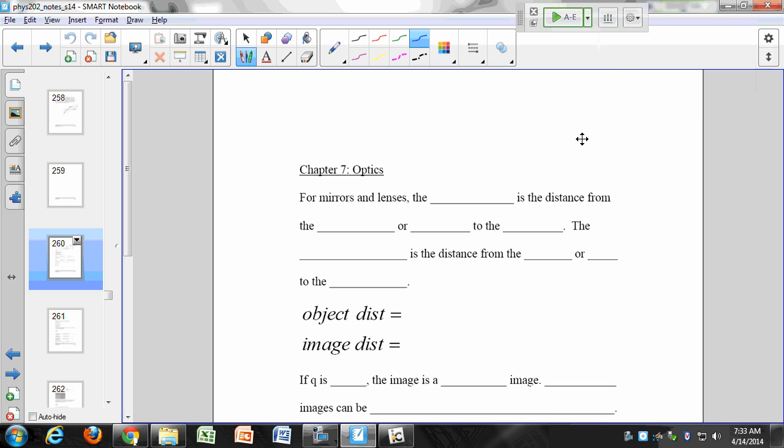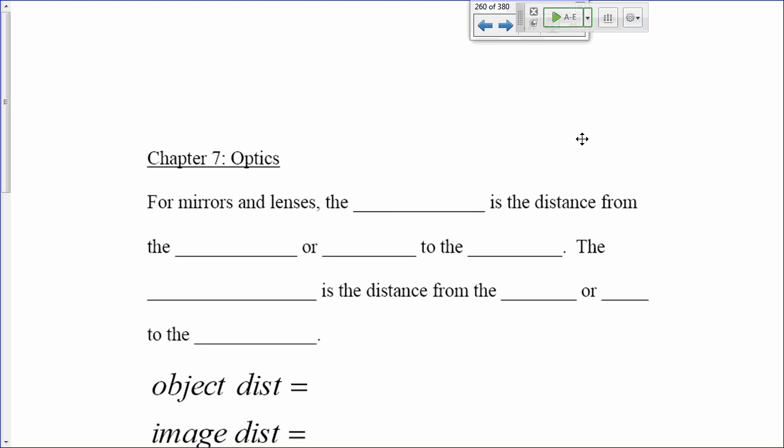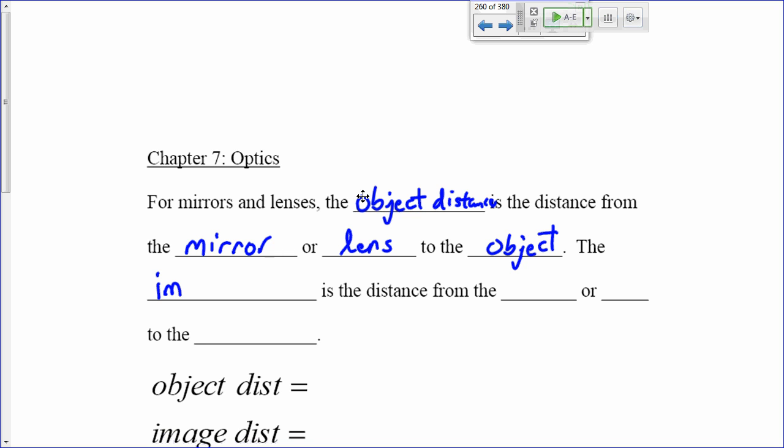Right. Let's just define a few terms that we'll use. For mirrors and lenses, the object distance is the distance from the lens or mirror to the object. And the image distance is the distance from the mirror or lens to the image.